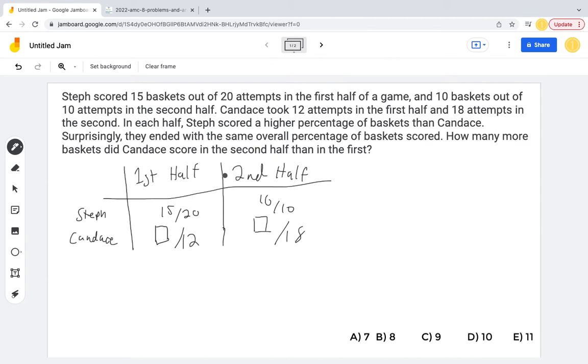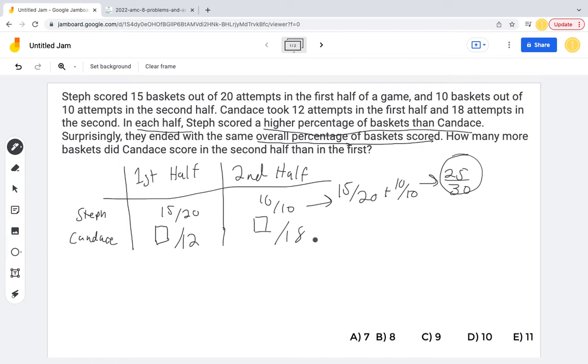So to solve this we have two key points of information. We have the same overall percentage, and Steph scored a higher percentage of baskets than Candace in each half. To get our overall percentage of baskets scored, we simply add these two fractions together. So we do 15 over 20 plus 10 over 10, which gives you the overall percentage of 25 over 30. So Steph's overall percentage of baskets scored is 25 over 30. Since they say that they are the same, Candace's baskets also have to equal 25 over 30.